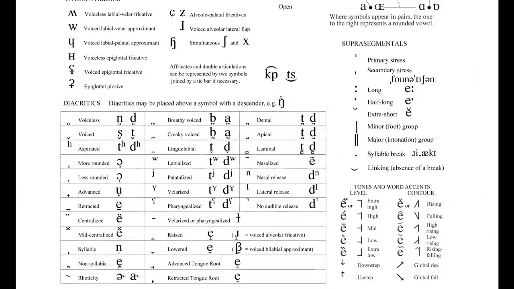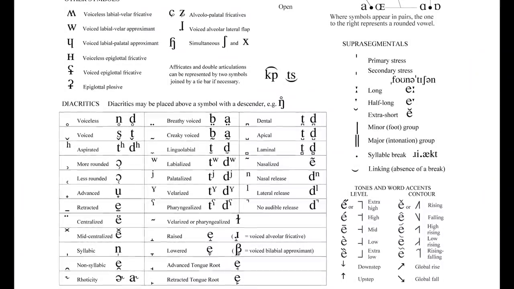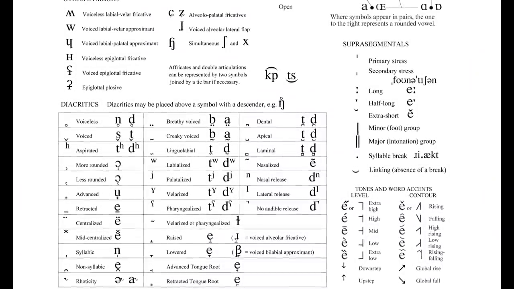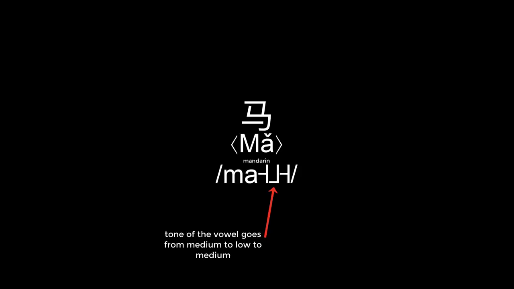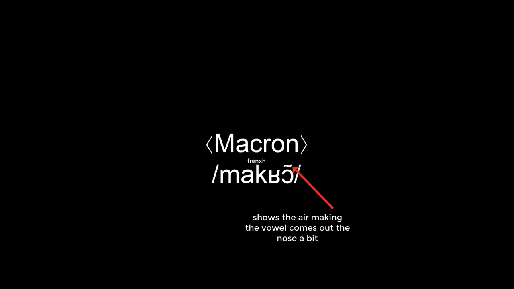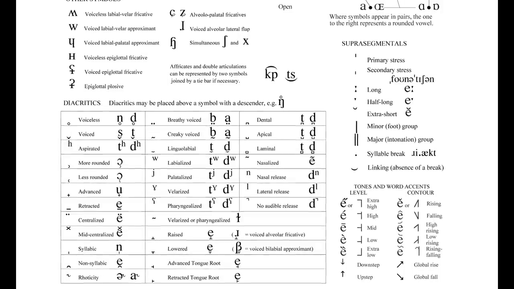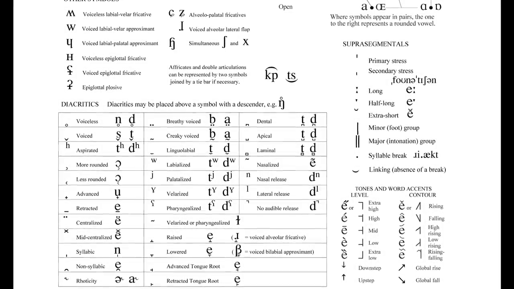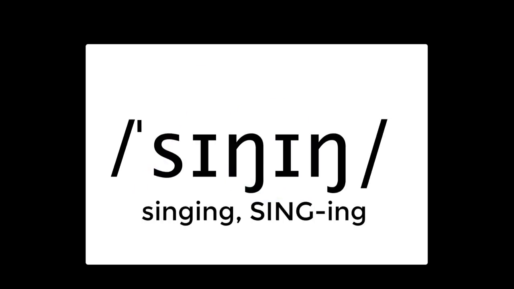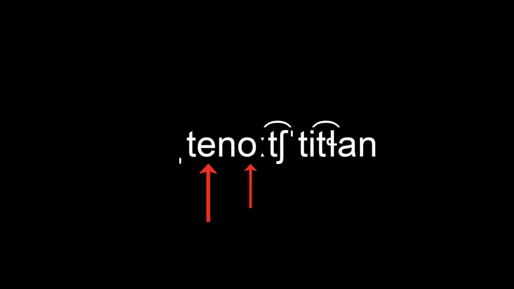Like consonants, each vowel sound can be modified using different symbols, but there are a lot of ways to do this. A vowel can be long, like in amu, have tones, like in ma, be nasally, like in macron, and a bunch of other things that usually aren't huge in languages but can often make a big difference. For syllables, you put this in front of one to make it accented or stressed, and this for a secondary accent. Just look at this in Tenochtitlan.